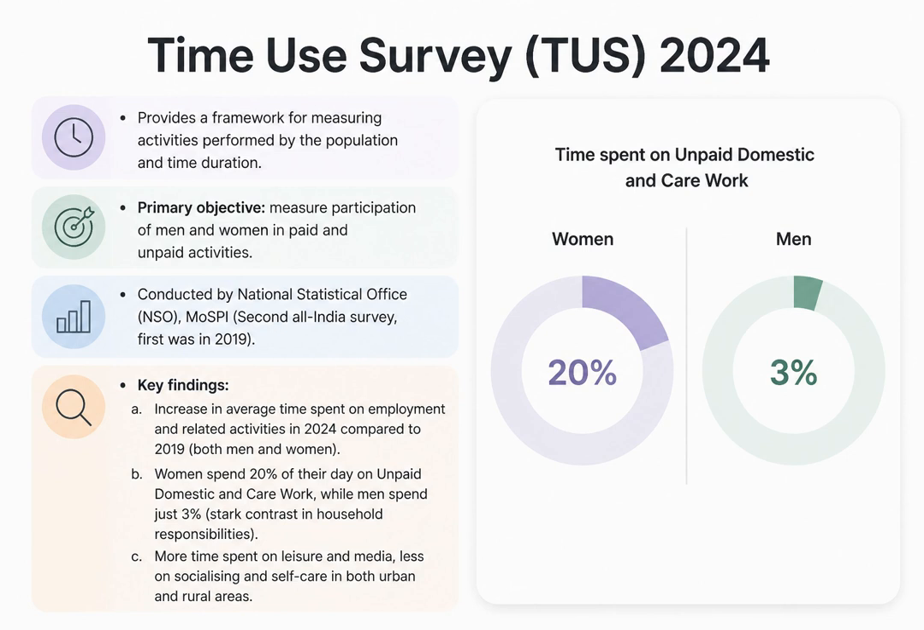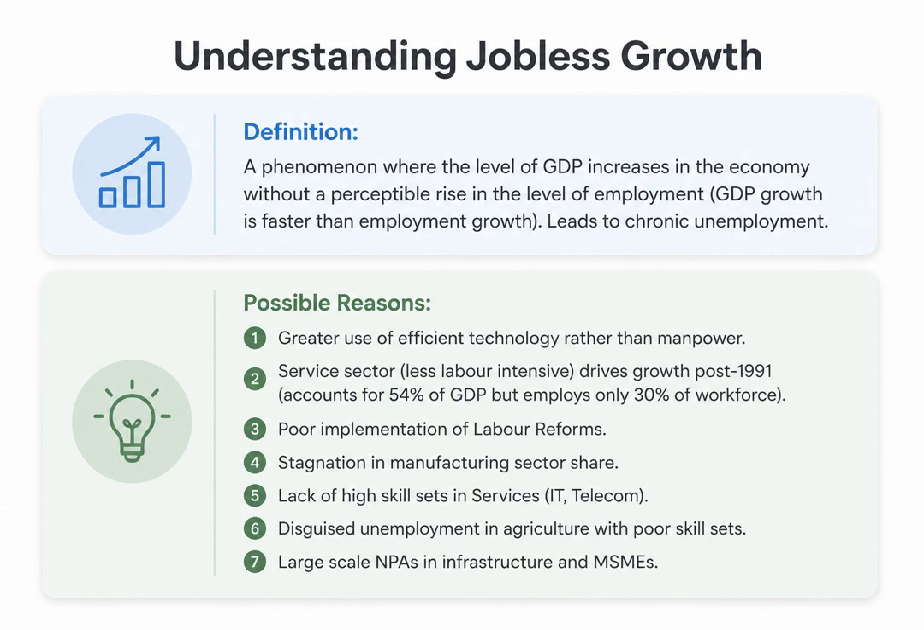The 2024 findings reveal that both men and women are spending more average time on employment-related activities compared to 2019. However, a glaring inequality remains at home. Women spend 20% of their day on unpaid domestic and care work, whereas men spend a mere 3%. Additionally, the survey noted a general societal shift. People in both rural and urban areas are spending more time on leisure and media and less on socializing and self-care.